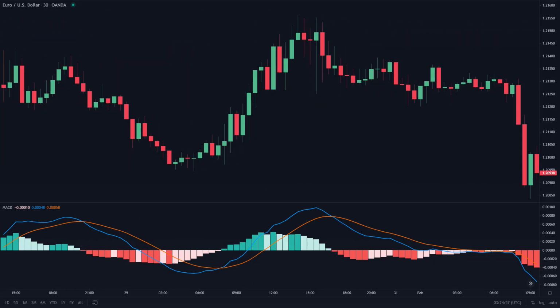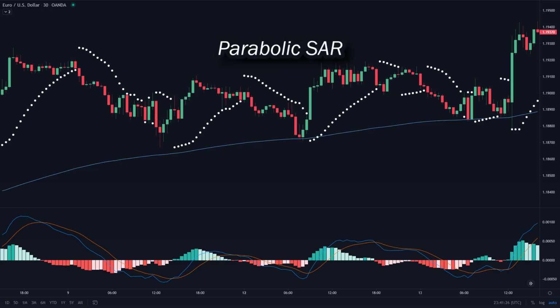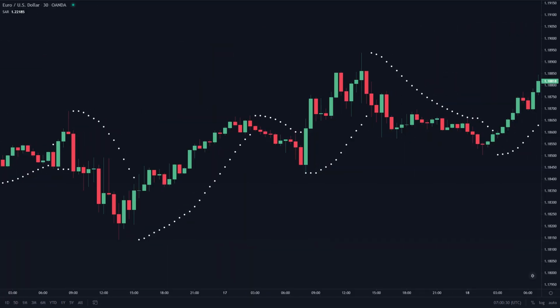Now, a common way of trading the MACD is by simply taking long positions if the MACD line crosses above the signal line and taking short positions if the MACD line crosses below the signal line. However, for this combination strategy, we're going to add an extra layer of confirmation. Which brings us to the second indicator for this strategy, which is the Parabolic SAR. The Parabolic SAR is one of the simplest and easiest to learn indicators that does a very good job of identifying trends on the market.